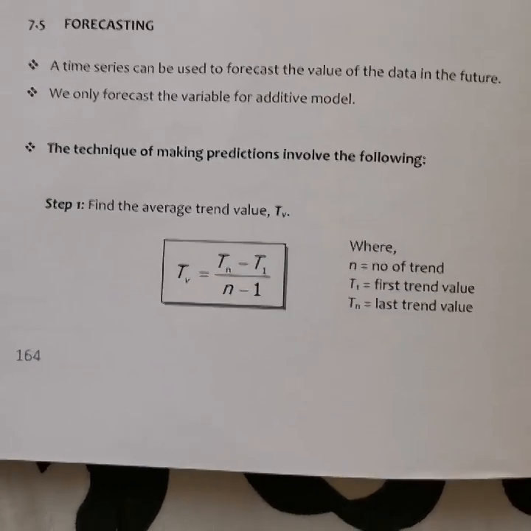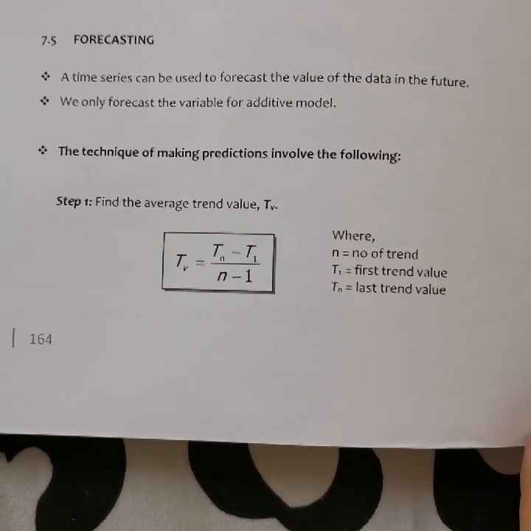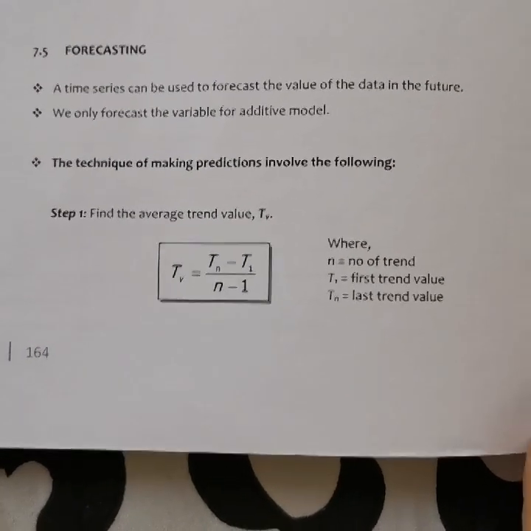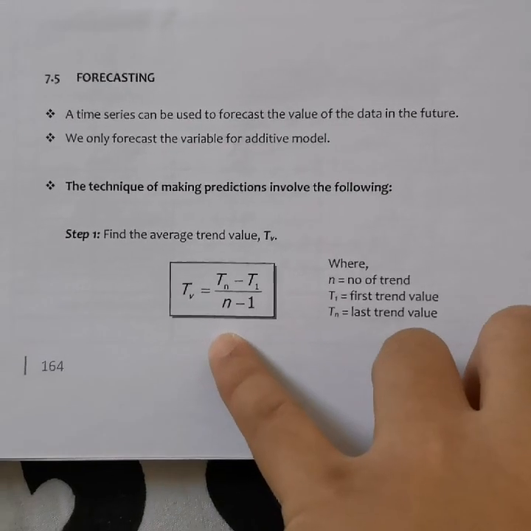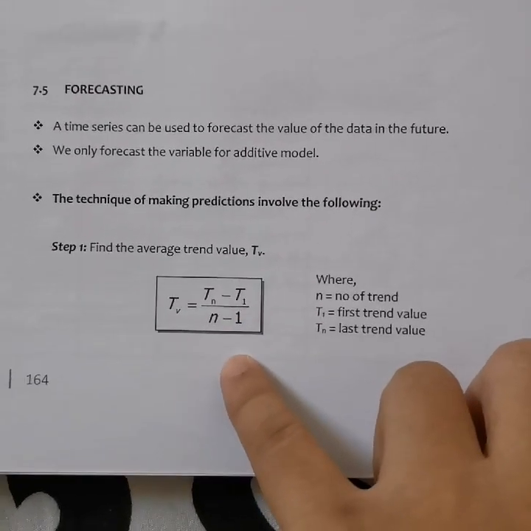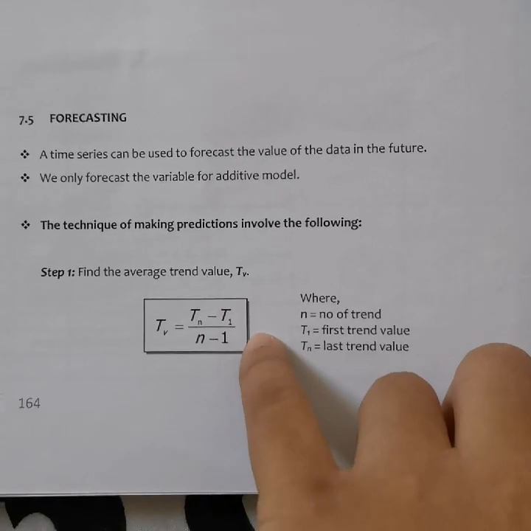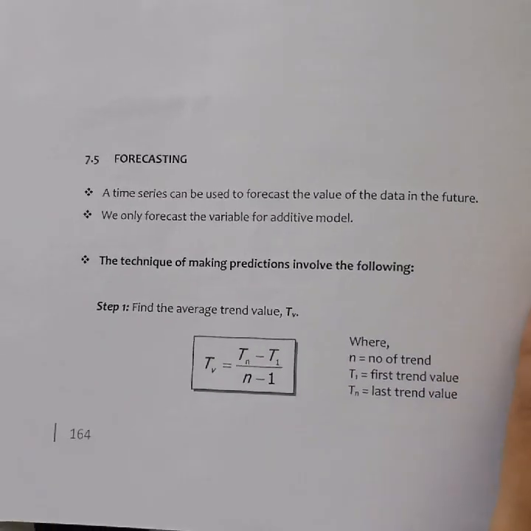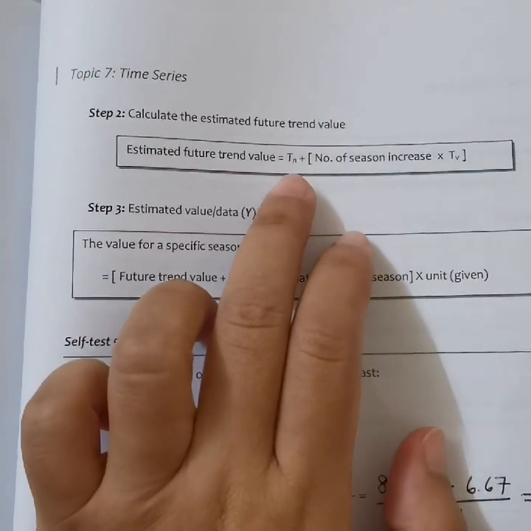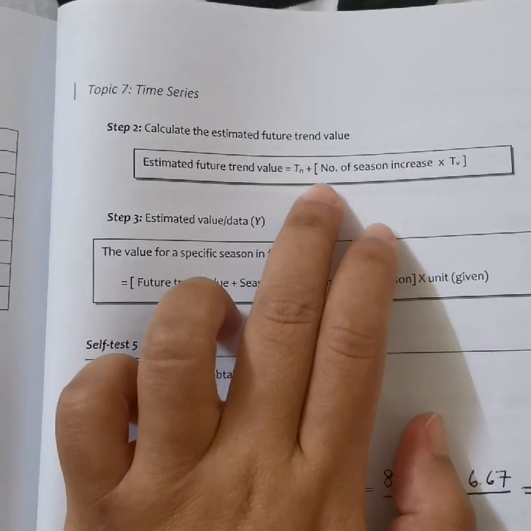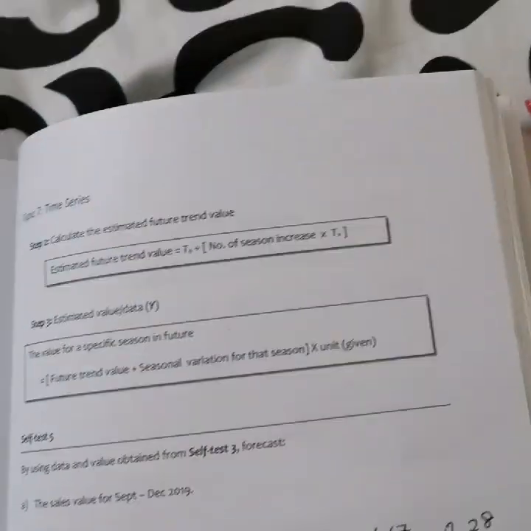Okay, now we continue back with the purpose of this lesson, which is about forecasting. For the process of forecasting, there are 3 different steps. The first one is finding the TV, which is the average trend value. This is done by taking the last trend minus the first trend, divided by the number of trends minus 1. The second one is the estimated future trend value, which is the last trend value. We add the number of seasons increase to the place that we need and multiply with the first step, which is TV.